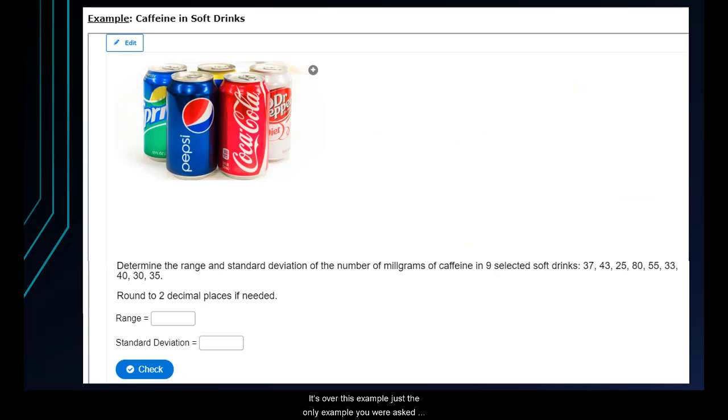And so for this example, which is the only example you were asked to really do in 12.4, deals with calculating the range and the standard deviation. The range is pretty straightforward and somewhat easy. Once you have the numbers listed in order and are able to tell what the minimum and maximum are, I'm just going to subtract the two. So 80 minus 25 is the range, which is 55. So it's a measure of spread.